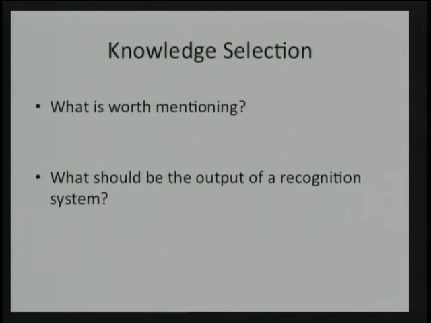Also, I want to do knowledge selection. I want to know what to report as an output of a recognition system. I can predict all of the attributes of the objects. But which of them are actually worth mentioning?